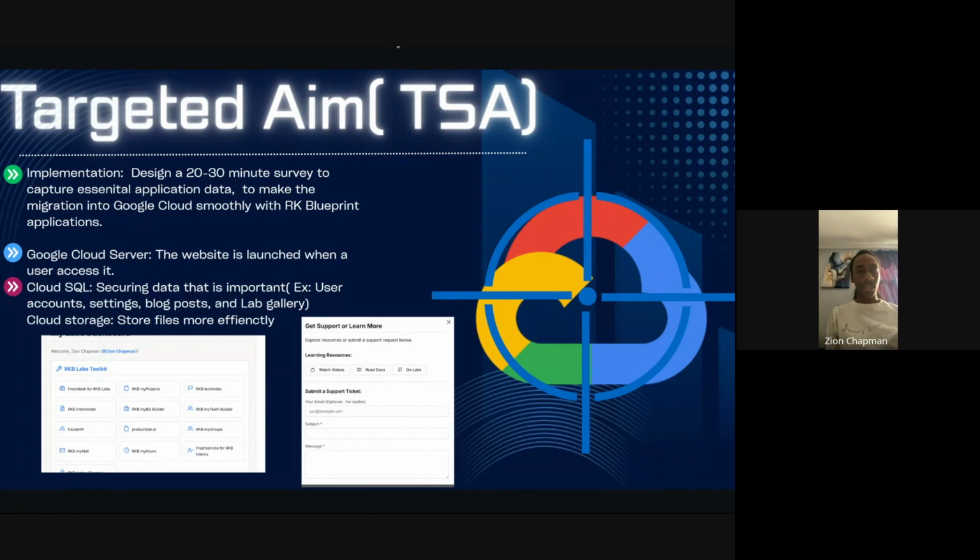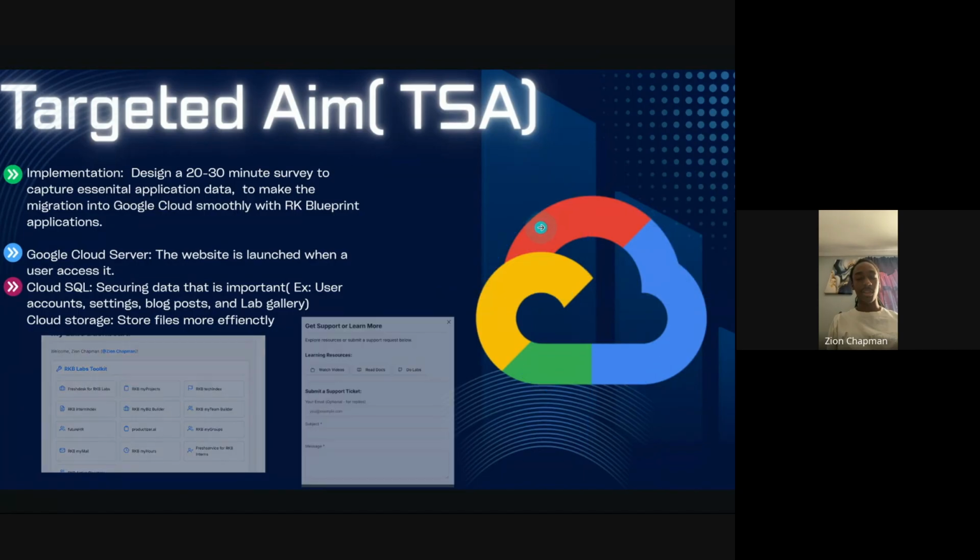My plan is to implement the following: a 20 to 30-minute survey to capture essential data for a smooth migration, using Google Cloud Server, Cloud SQL, and Cloud Storage. Google Cloud is a system that is used to launch a website whenever a user accesses it. Cloud SQL is used to secure important databases. Cloud Storage is an integrated service used to store files more efficiently.